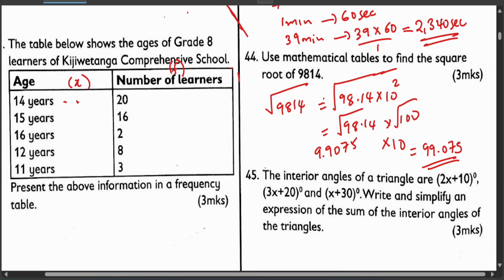Question 45, the last question. The interior angles of a triangle are 2x plus 10, 3x plus 20, and x plus 30. Write and simplify an expression of the sum of the interior angles of the triangle. So basically just adding all of these expressions, right? So 2x plus 10 plus 3x plus 20 plus x plus 30. How much does it give you? 2x, 3x, 5x, 6x. And then you have 10, you have 20, you have 30. It should give you 60. So that is your answer, 6x plus 60.